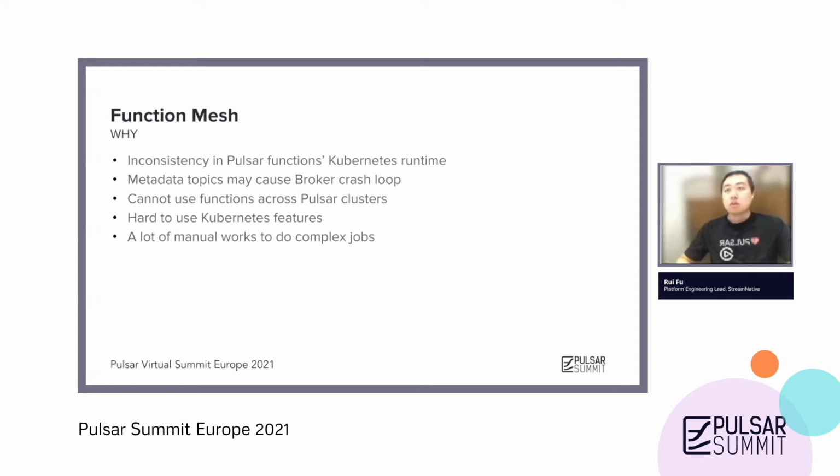Also, functions cannot be used across multiple Pulsar clusters, because they are tied to a specific Pulsar cluster. Currently, the Kubernetes runtime also makes it hard for users to use certain features provided by Kubernetes, like auto-scaling. Additionally, it is hard for users to manage multiple functions and bind them into a single job to achieve a complex processing goal. Without Function Mesh, users need to do a lot of manual work to organize and manage multiple functions to process the events.